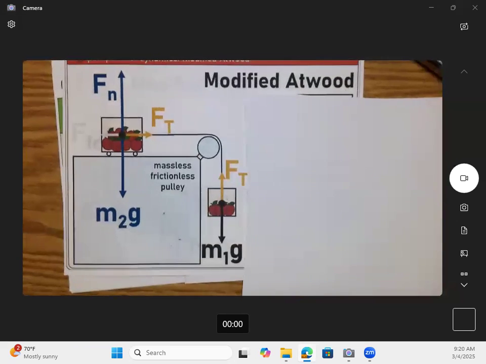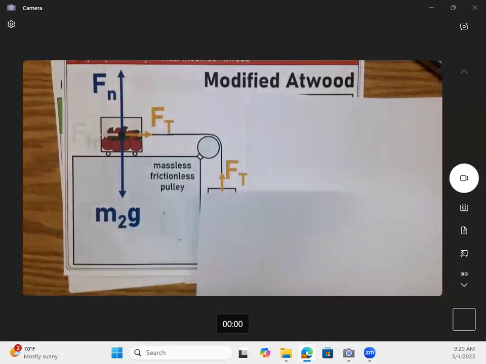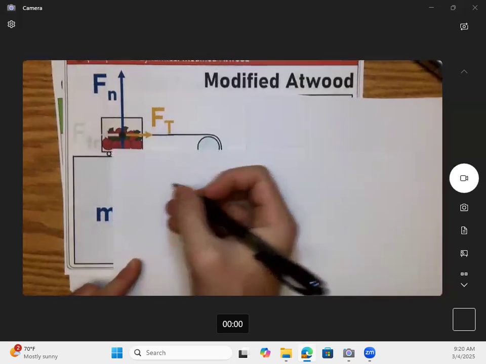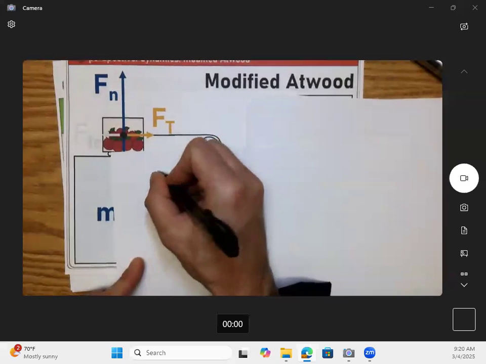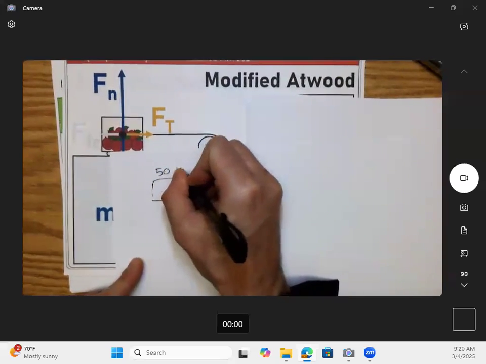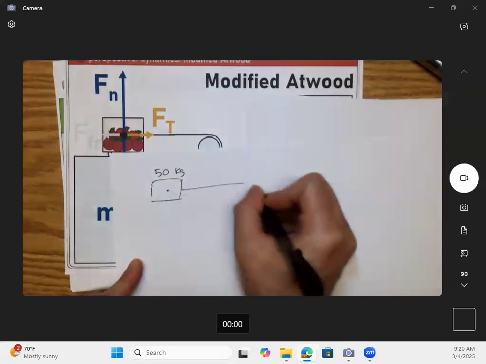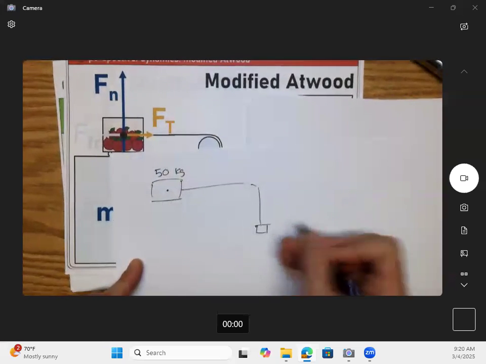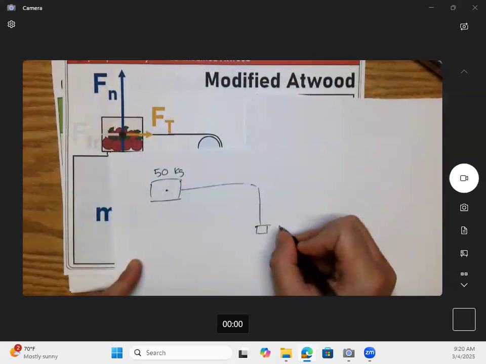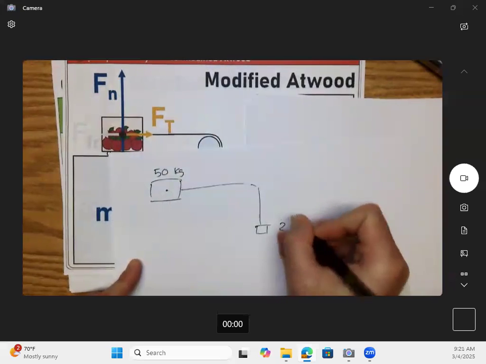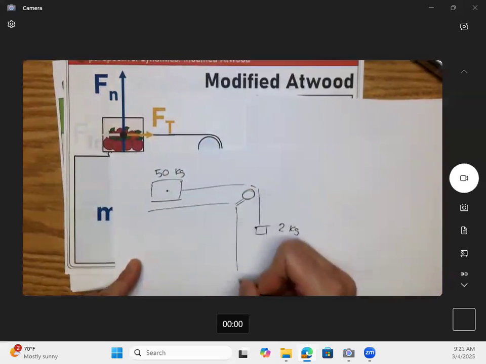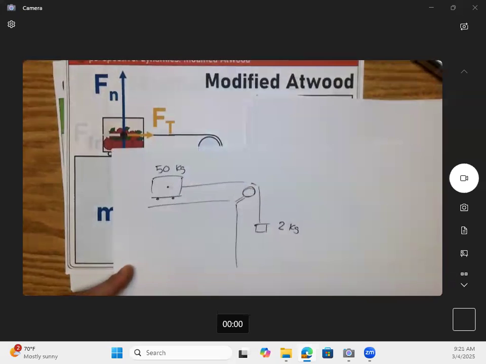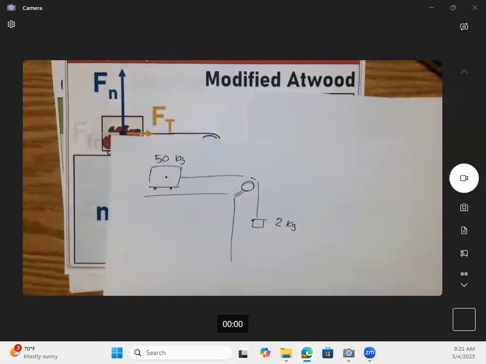Oh, it's a modified Atwood. Oh, look at that. So, give you guys a scenario here. Let's say this top block is like 50 kilograms. And it's tied by a string to a little block here that's like, let's do 2 kilograms. How about that? Got a massless frictionless pulley. Here, I'll put this on little tiny wheels right here. Just get rid of the friction, right? But maybe not significant rotational inertia though.